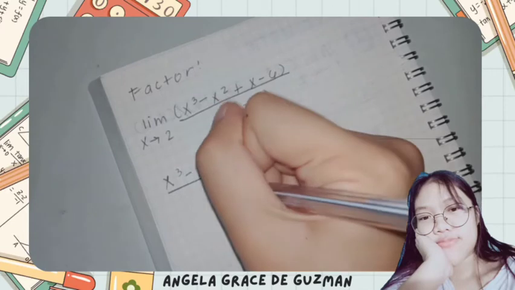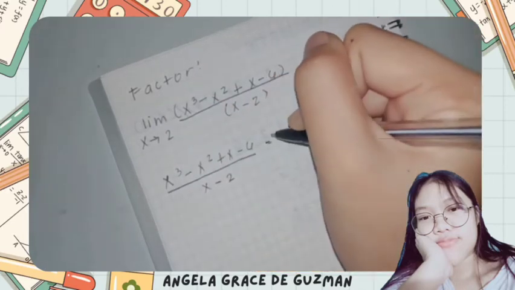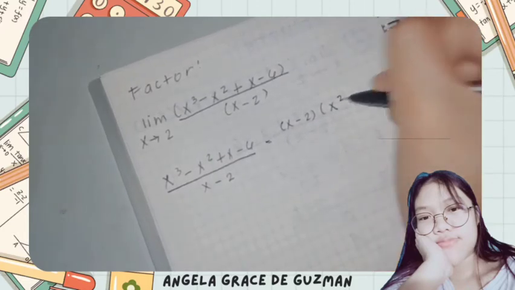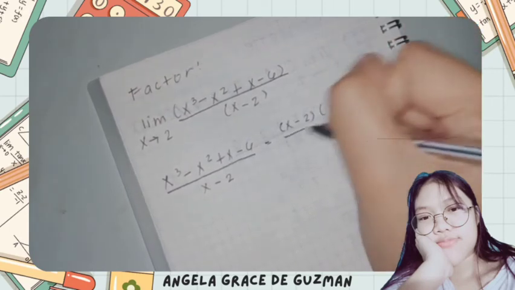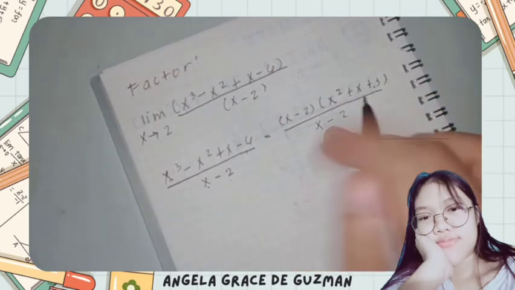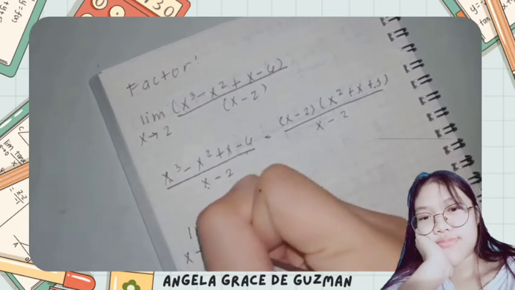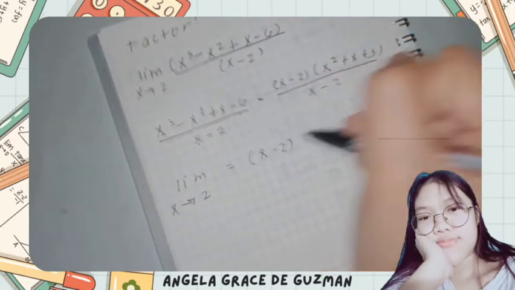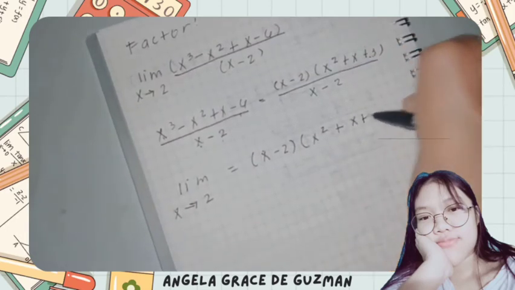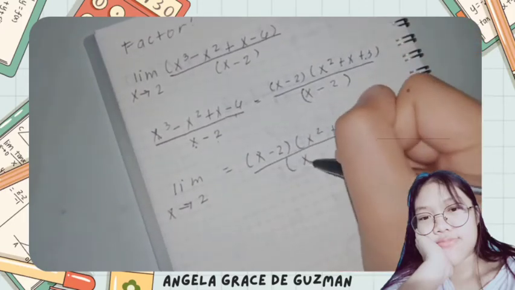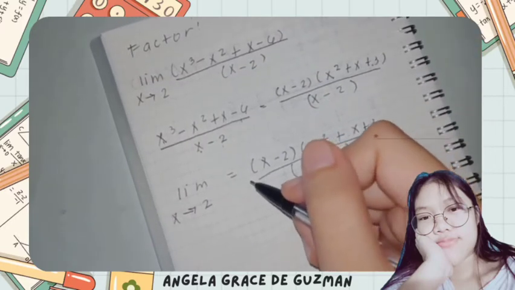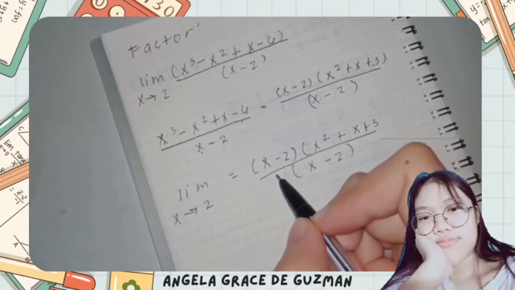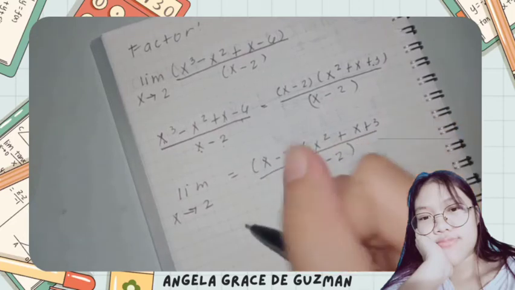over x minus 2. So, ang gagawin nating factor niya is x minus 2, then x squared plus x plus 3, then over x minus 2. So, after we factor it, copy natin yung result nung na-factor natin na value. X minus 2, x squared plus x plus 3, over x minus 2. So, katulad nung ginawa natin kanina sa number 1, papalitan natin dito yung value ng x sa kung ano yung ina-approach niya. So, dito sa number 2 is 2. Ina-approach niya ay 2. So, palitan natin ito lahat ng 2.